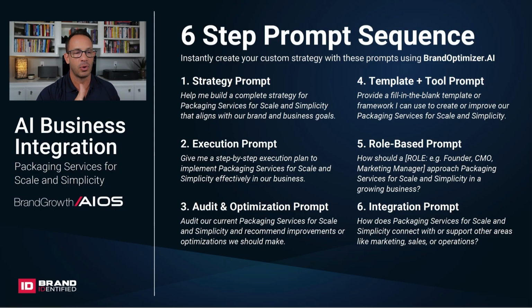And then the final prompt here in this 6-step AI prompt sequence is your integration prompt. And that is: how does packaging services for scale and simplicity connect with or support other areas of our business like marketing, sales, or operations?